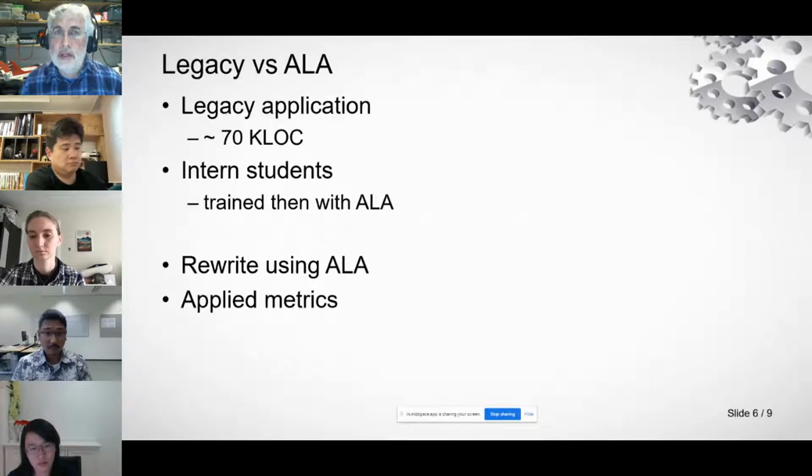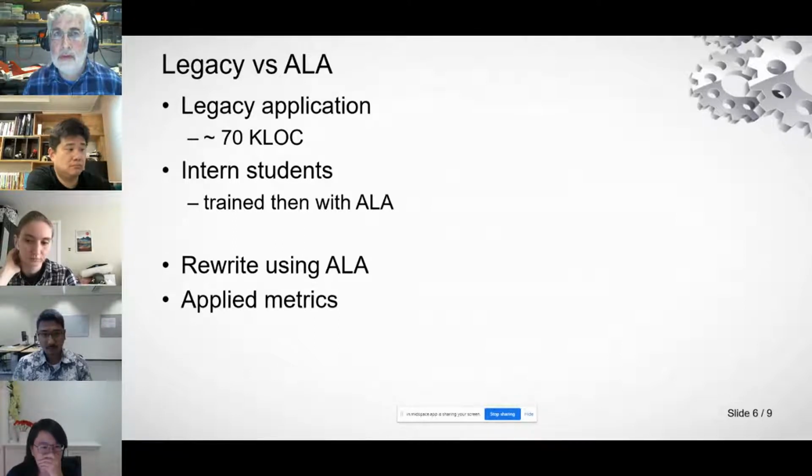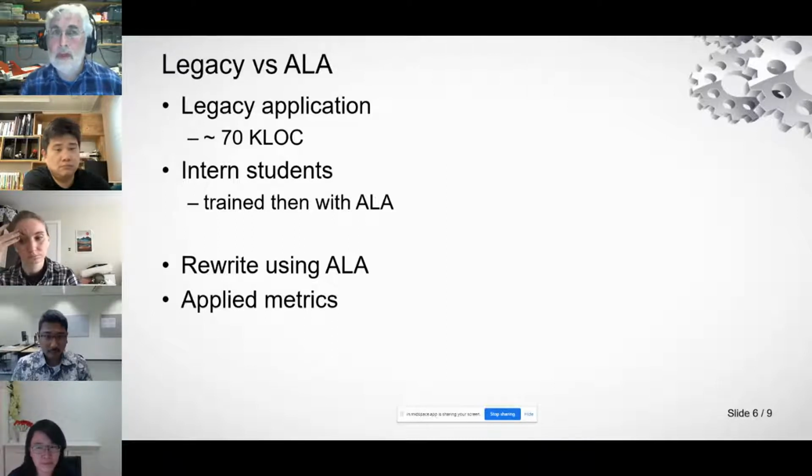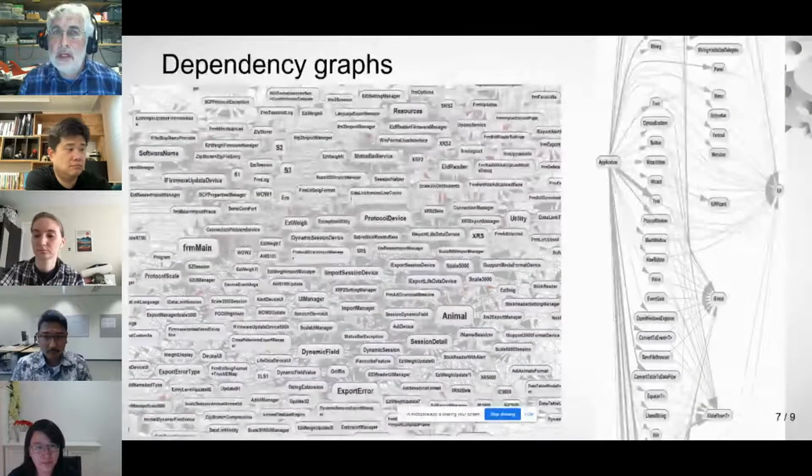We trained some intern students on ALA and got them to rewrite a conventional legacy application. We wanted to apply popular metrics to the two versions to compare the maintainability. These are the resulting dependency graphs for the two versions. The legacy one is on the left, looking like a big ball of mud.